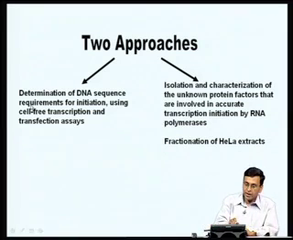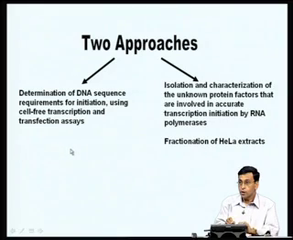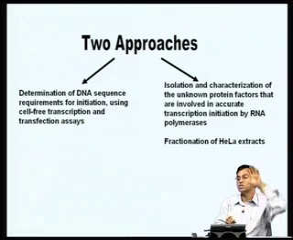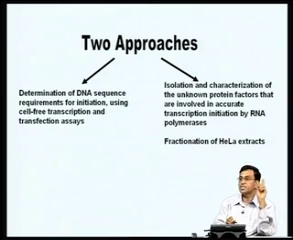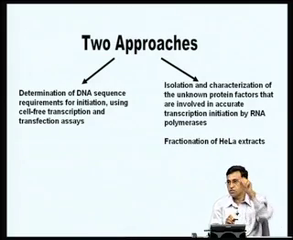In one case, determination of DNA sequence requirements for initiation using cell-free transcription and transfection assays. I will elaborate a little bit on this later. That means you need to identify how exactly the eukaryotic RNA polymerase goes and binds to the promoter sequence. Like in the case of E. coli, I told you the sigma factor binds to the -35 and -10 sequences, and that is what is responsible for differential gene regulation.